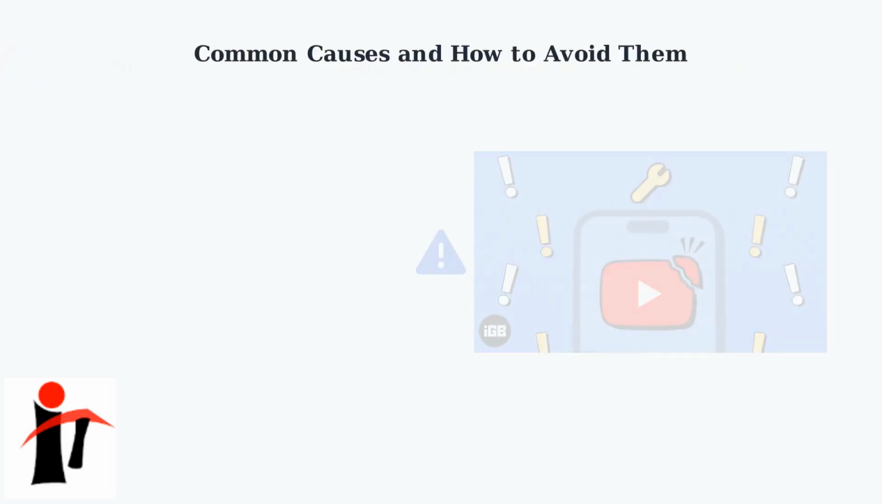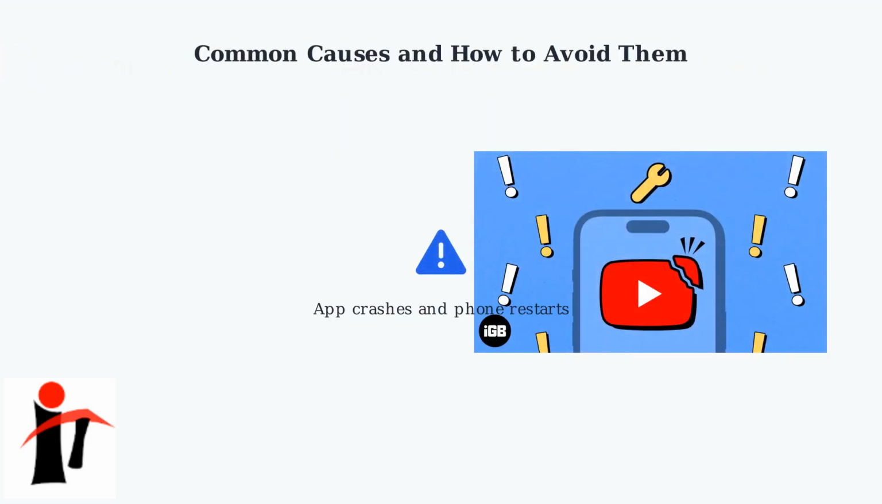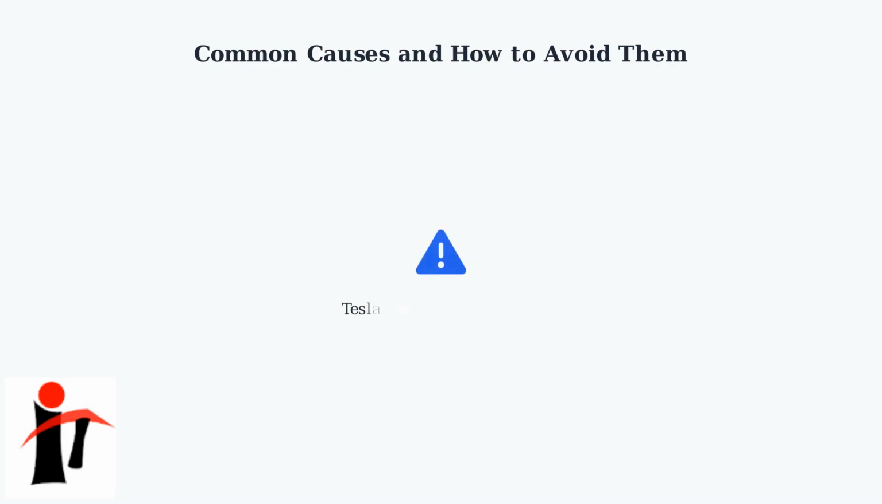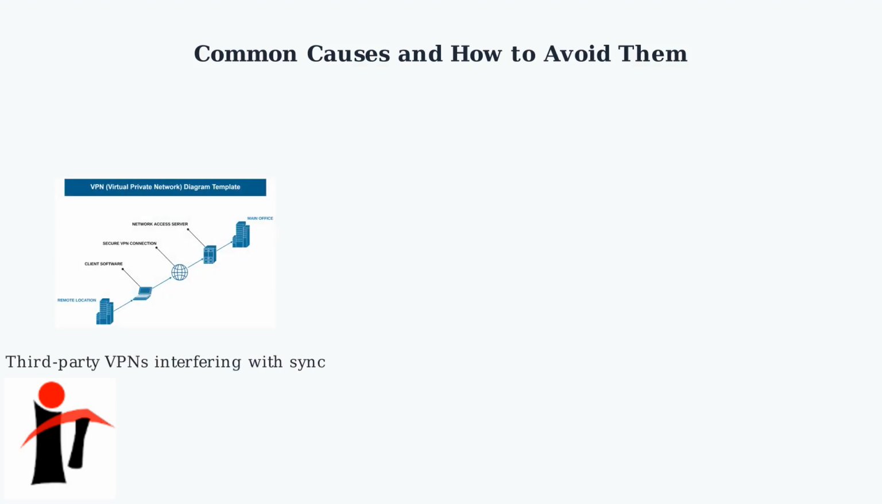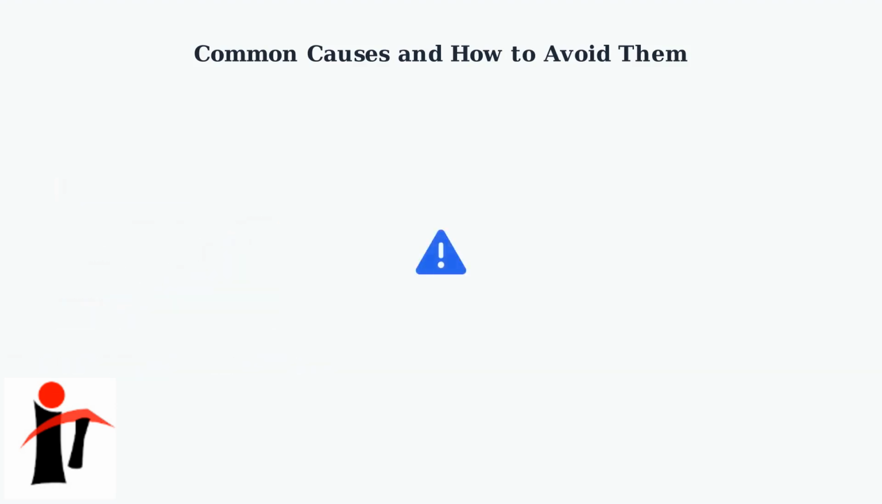Several factors can trigger charging history issues. App crashes, phone restarts, and Tesla's periodic server maintenance are common culprits. Some users have reported that third-party VPNs interfere with the app sync. Switching to a direct connection often resolves this. Proactive app maintenance and avoiding peak usage times can also prevent problems. Many Tesla owners have successfully resolved charging history issues through systematic troubleshooting.